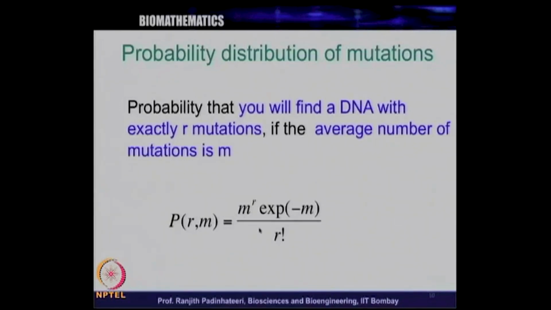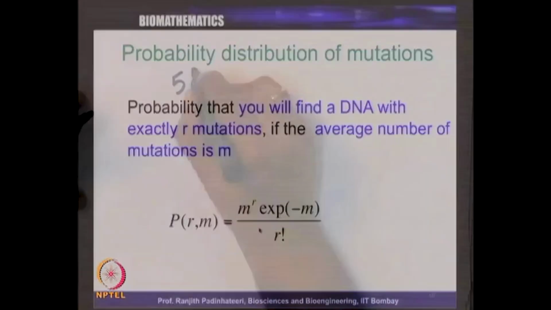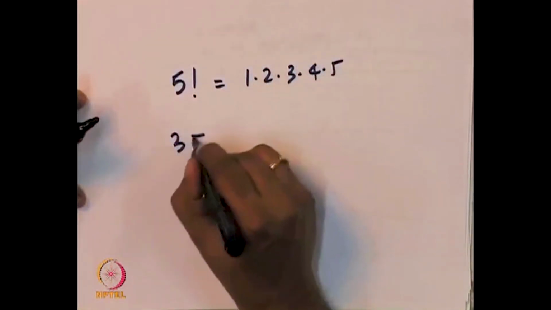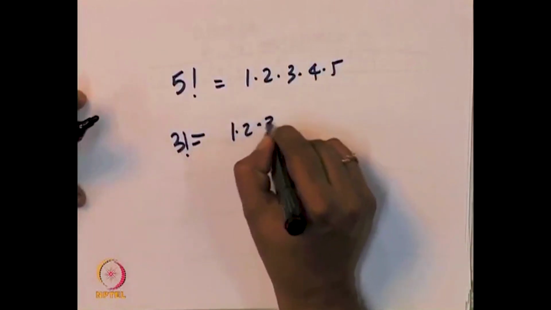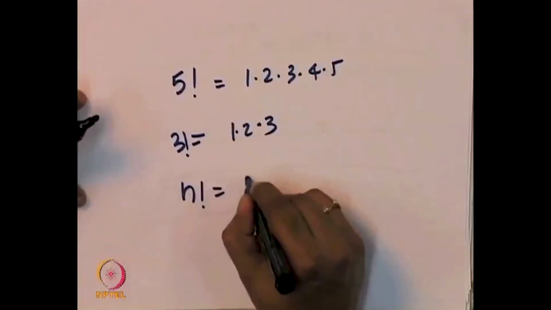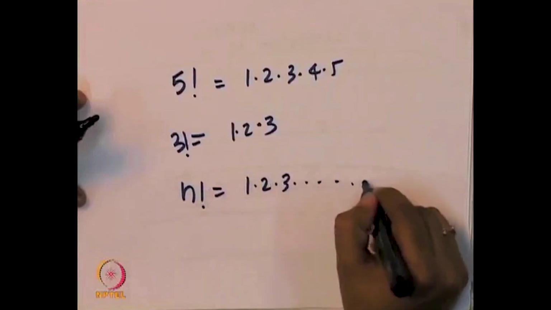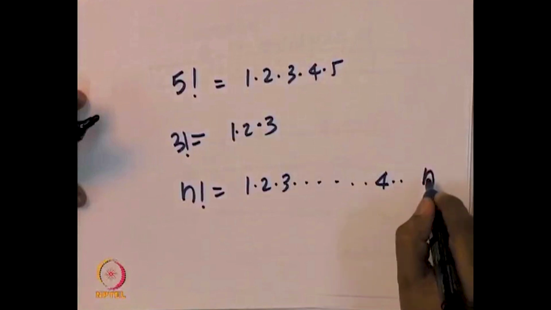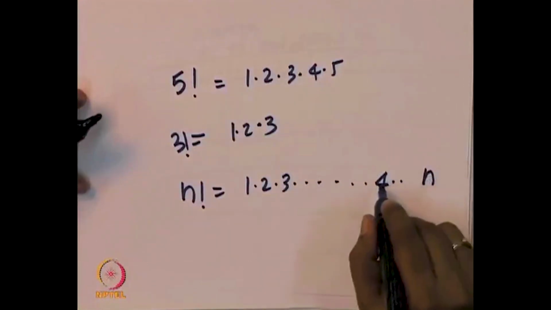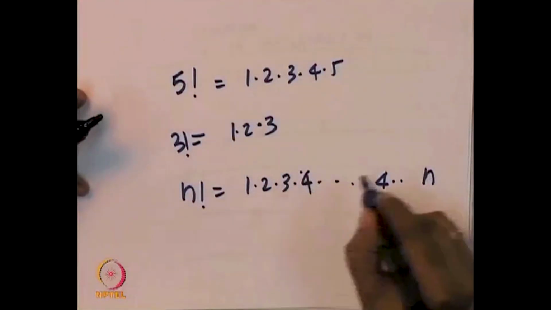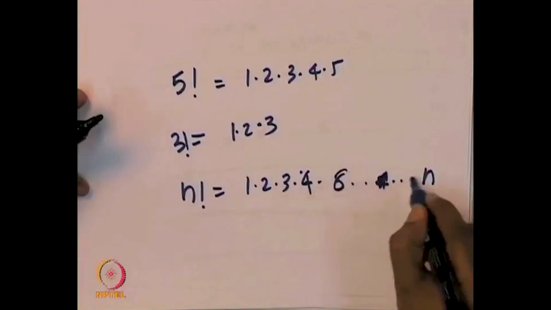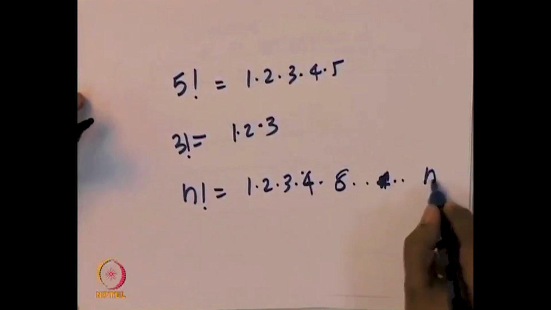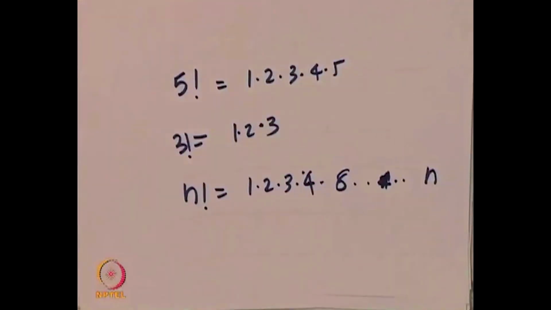Like 5 factorial is 1 into 2 into 3 into 4 into 5, and 3 factorial is 1 into 2 into 3. In general, n factorial is 1 into 2 into 3, and so on, multiplied up to n. You multiply n of them together, and you get n factorial. This is the definition of n factorial.